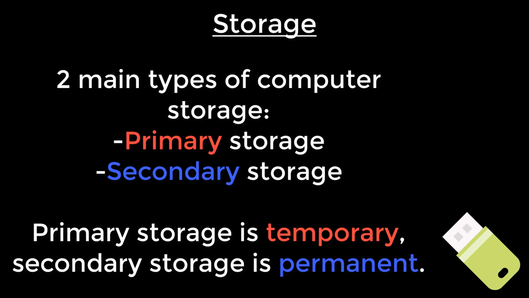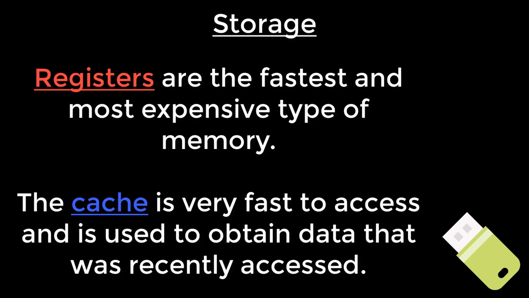Primary storage is temporary storage. It is used to hold data before it is processed. Secondary storage is permanent storage that can store data or information. Registers are the fastest and most expensive type of memory. They hold data that the CPU is currently processing.